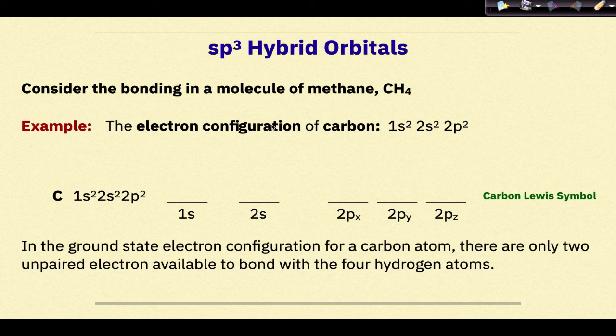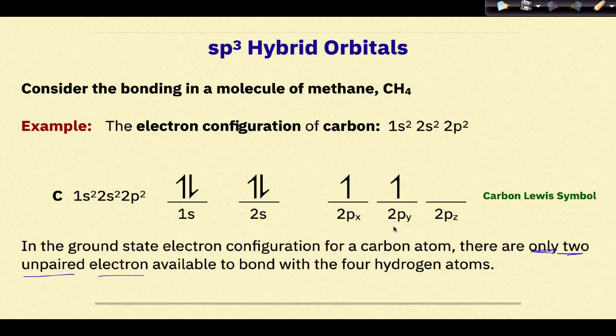The electron configuration of carbon is 1s2, 2s2, 2p2, and we can see the orbital diagram down here as 1s2, 2s2, and then an electron in 2px and an electron in 2py. Now, in the ground state electron configuration for a carbon atom, there are only 2 unpaired electrons available to bond with the 4 hydrogen atoms.